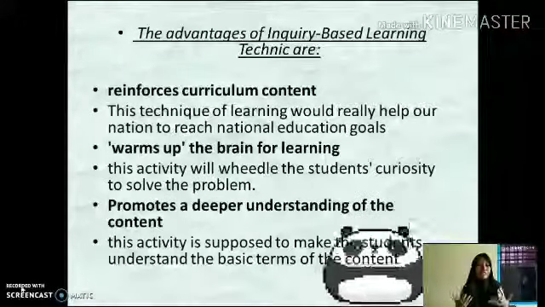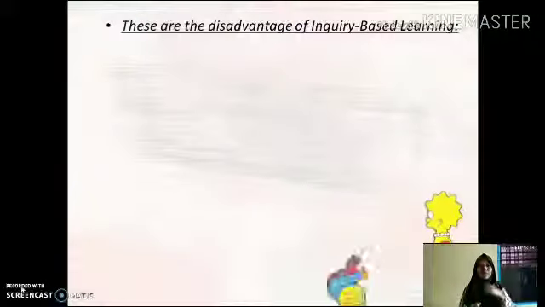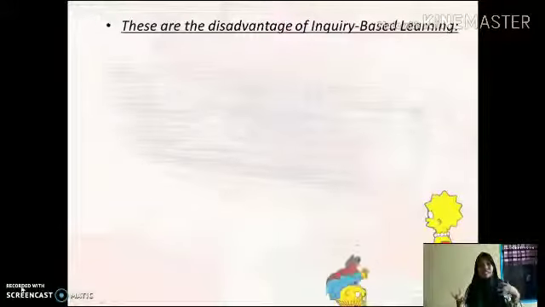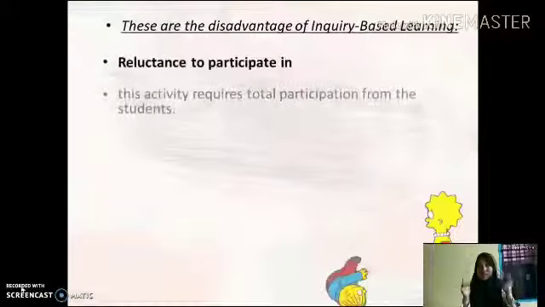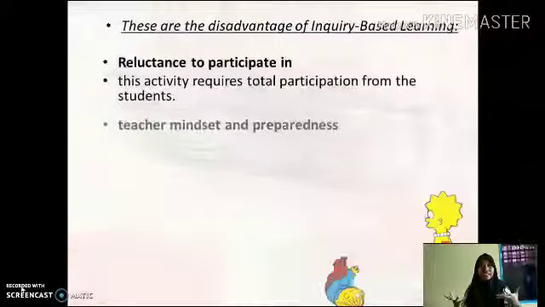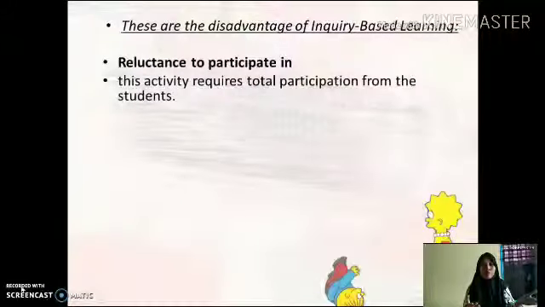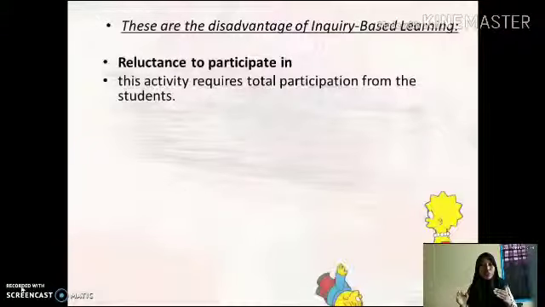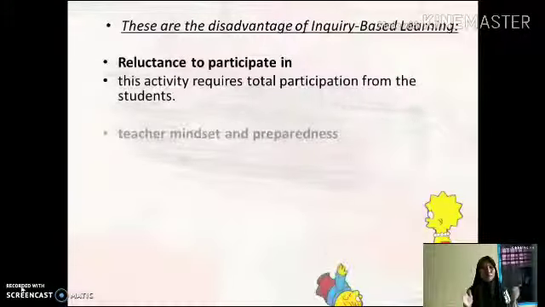And then the disadvantages. The first is reluctance to participate. This activity requires total participation from the students, so when the students are asked to deliver their thoughts, analyzing toward a problem, it would indirectly need good speaking skills, so it would be unfair for students who lack speaking skills. The second is teacher mindset and preparedness.